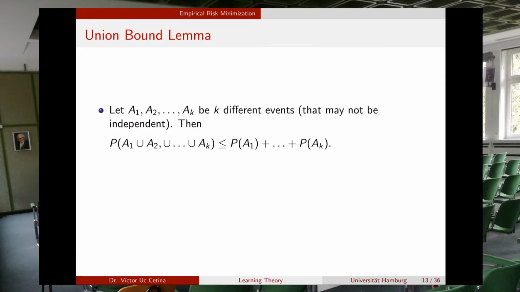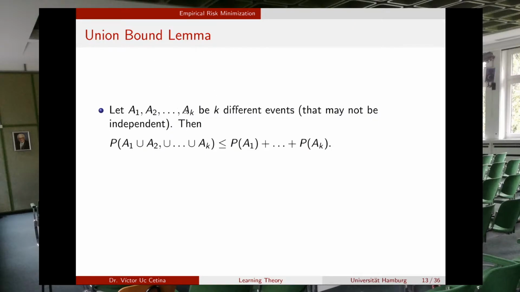To start with this, let's review a lemma. This is called the Union Bound lemma, and this is a lemma about random variables. We are saying here that we have k random events, random variables. And here we're saying that maybe these events are not independent from each other.